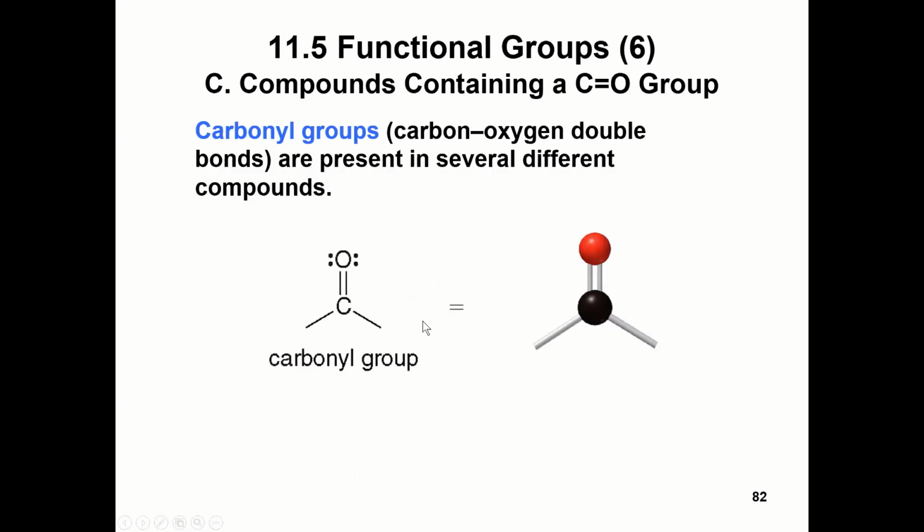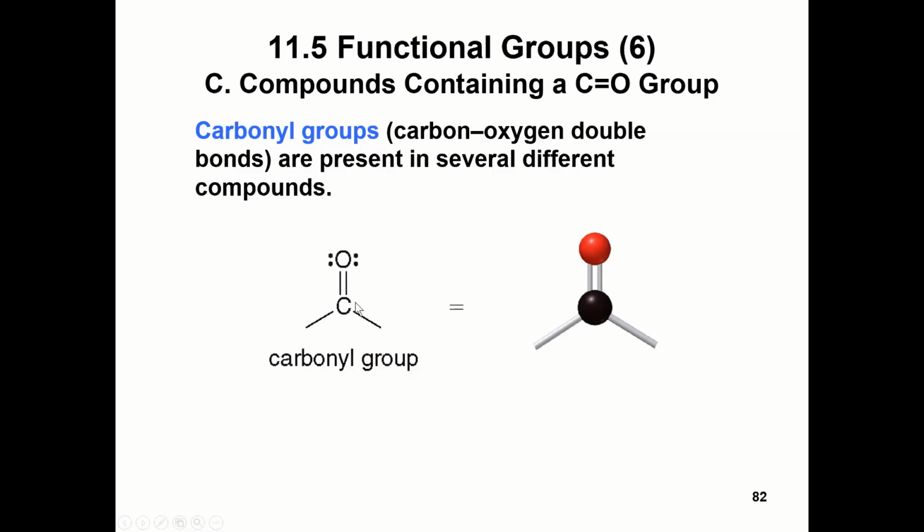Now, we talked about single bonds between heteroatoms and carbons. We can also have functional groups that involve multiple bonds between the carbon and the heteroatom. The most common functional group where you have a double bond between the carbon atom in the R group, or the main skeletal structure, and a heteroatom is called the carbonyl group. These carbonyl groups are present in several different types of compounds.